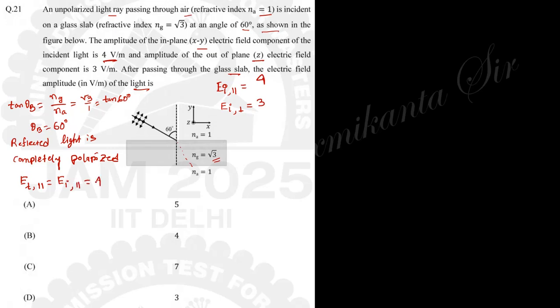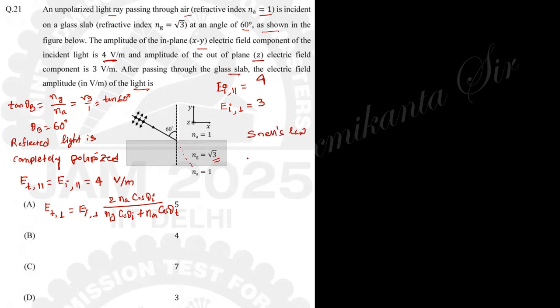So E transmitted parallel is nothing but E incident parallel, that is 4. Then what about the perpendicular part? The formula for E transmitted perpendicular is E incident perpendicular multiplied by 2 times the refractive index of air times cos theta incident, divided by the refractive index of glass times cos theta I plus the refractive index of air times cos theta transmitted. So what will be the transmitted angle?